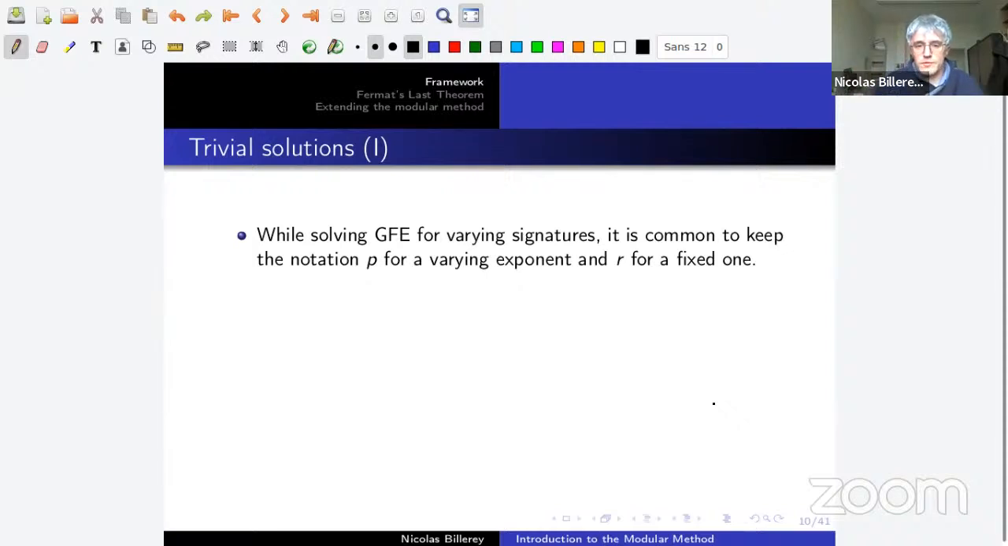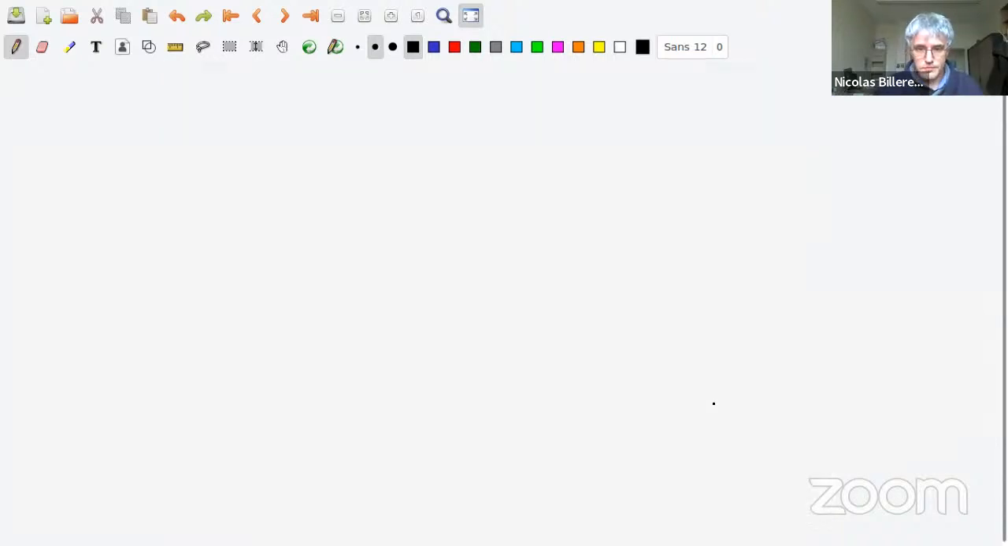When we try to solve some generalized Fermat equation and we want the signatures to vary, we're going to take the notation P for the varying exponent and R for those that are fixed. So for instance, we might be interested in solving a generalized Fermat equation of signature RRP. And implicitly, when I say RRP, I'm thinking about an exponent R, which is fixed, and P, which is varying, okay? That's just a definition, if you want.